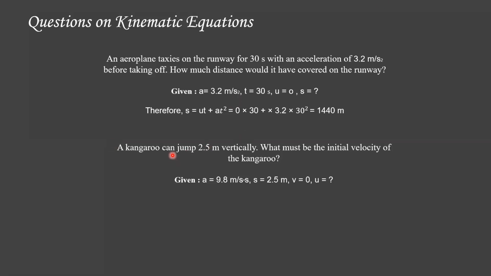So people, now, a kangaroo can jump 2.5 meters vertically. So this is something we know. And now A is equal to 9.8 meters per second square. So can anyone tell me why is it like this? Why have I taken A as 9.8 meters per second square, if you have learnt about this or heard about this anywhere in your life?